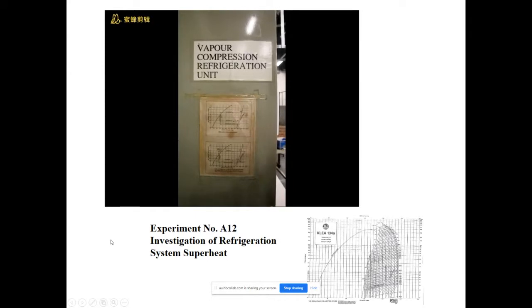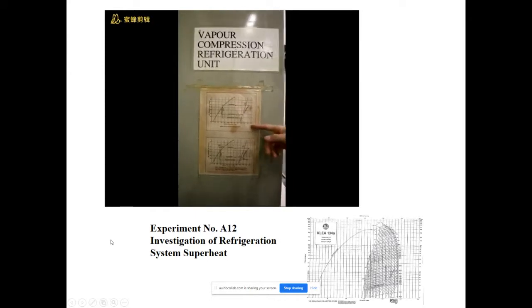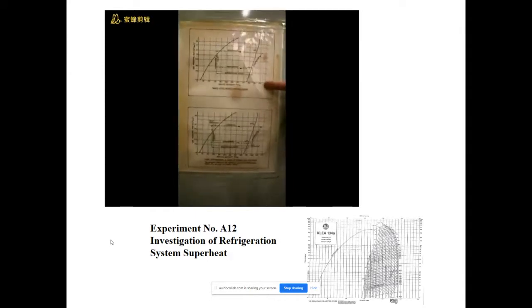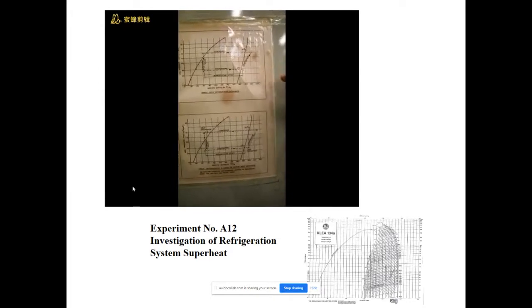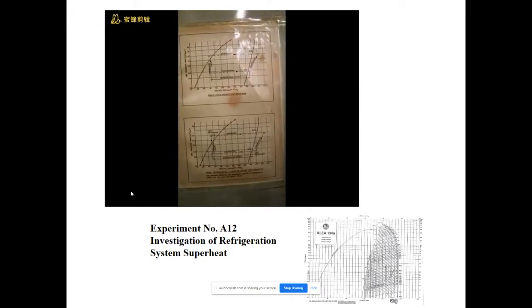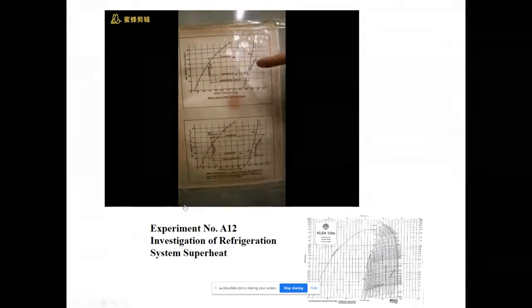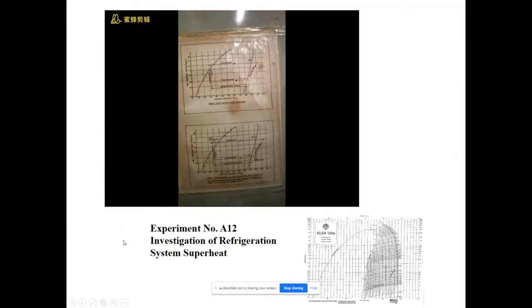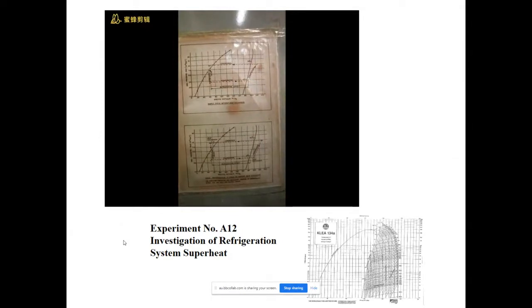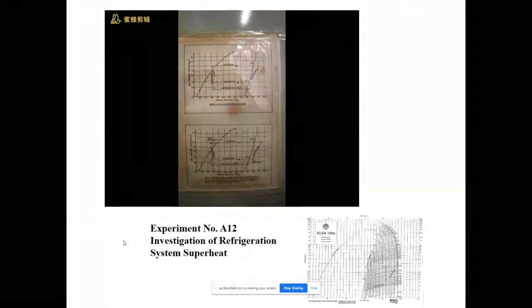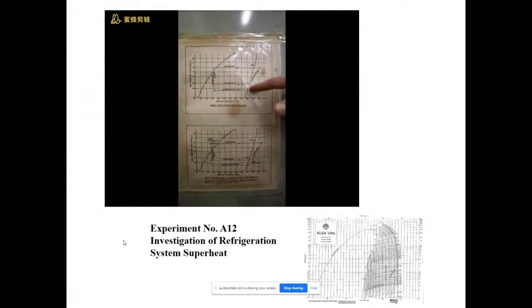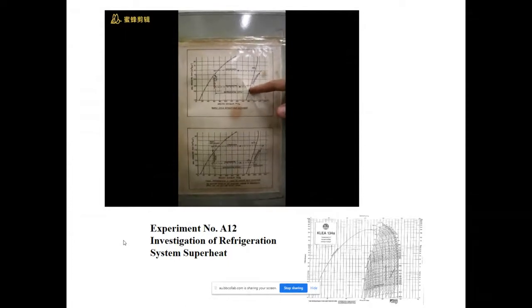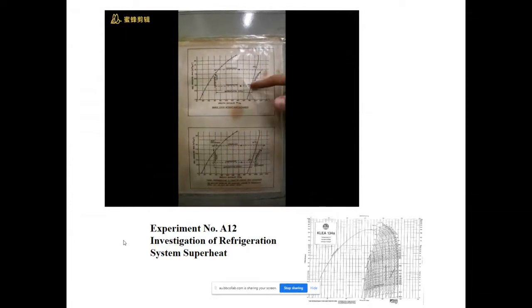For the investigation of refrigerant system superheat, let's first look at the classic refrigeration cycle. It comprises 4 processes which take place in the compressor, condenser, expansion valve, and evaporator. In this experiment, we are going to investigate the influence of superheat, which is the superheat degree at which the refrigerant enters the compressor.